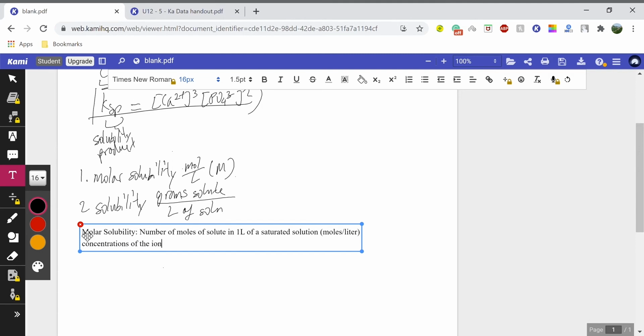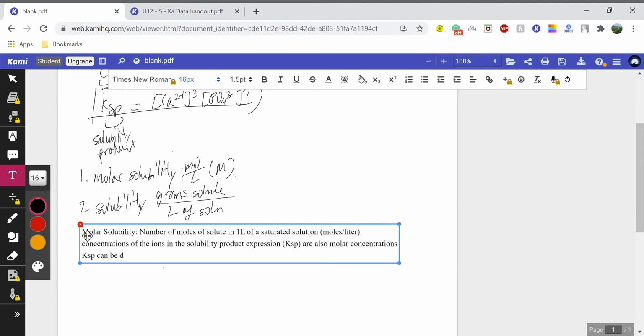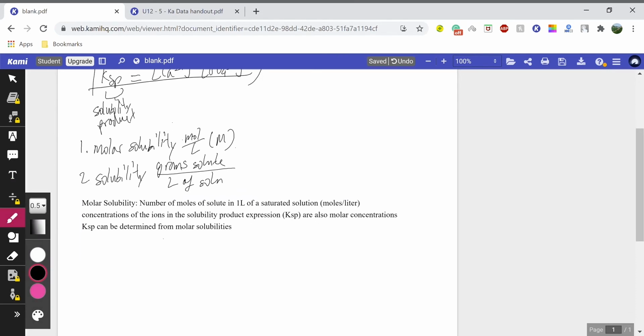The concentrations of the ions in the solubility product expression, aka our Ksp up there, are also molar concentrations. And Ksp can be determined from molar solubilities. So for example, it says if the solubility for Fe(OH)2 in water is 7.7 times 10 to the negative 6 molar at a certain temperature, what is the Ksp of Fe(OH)2 at that temperature?